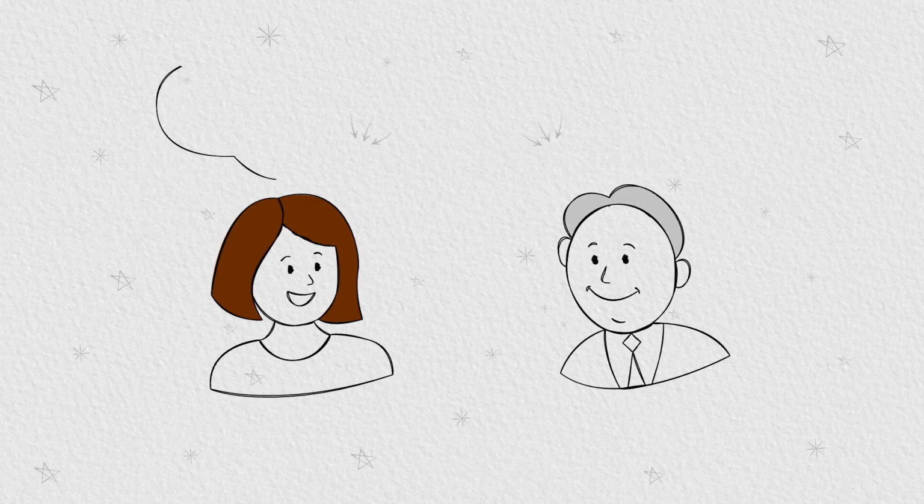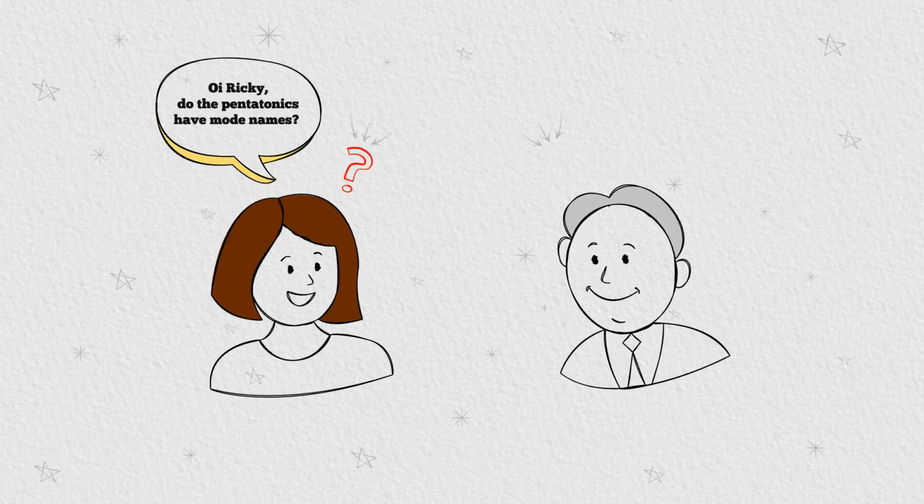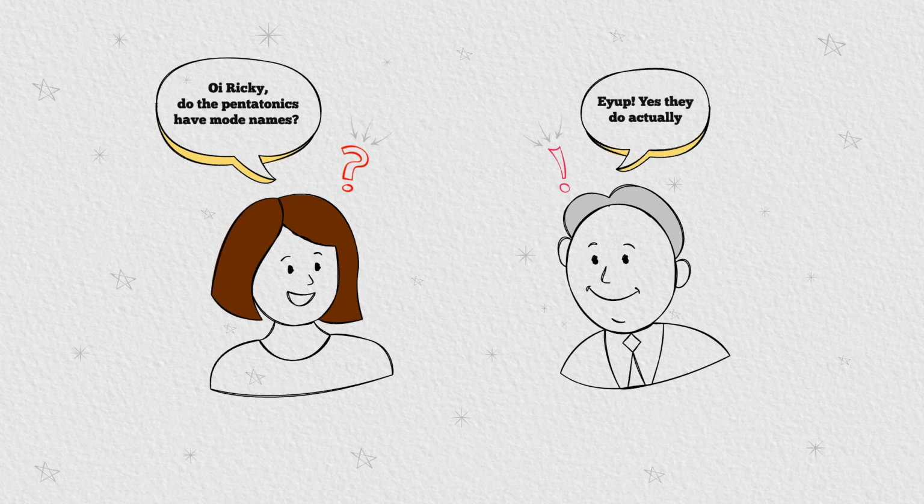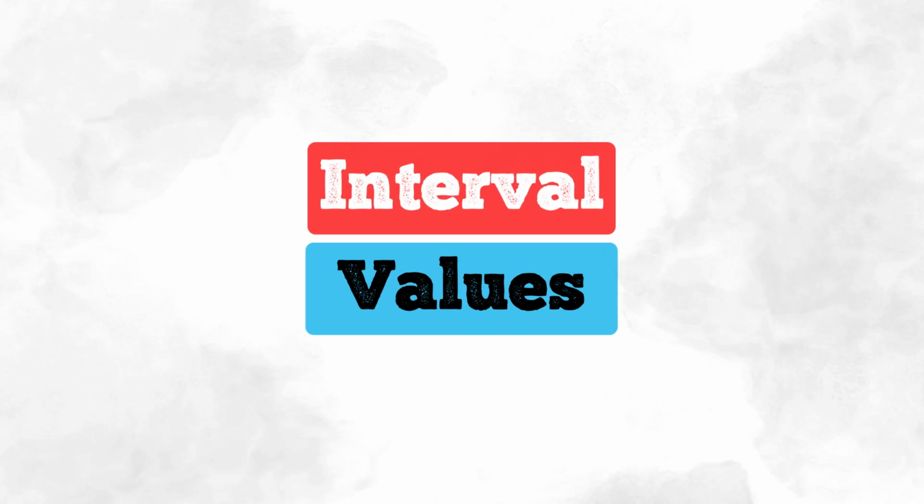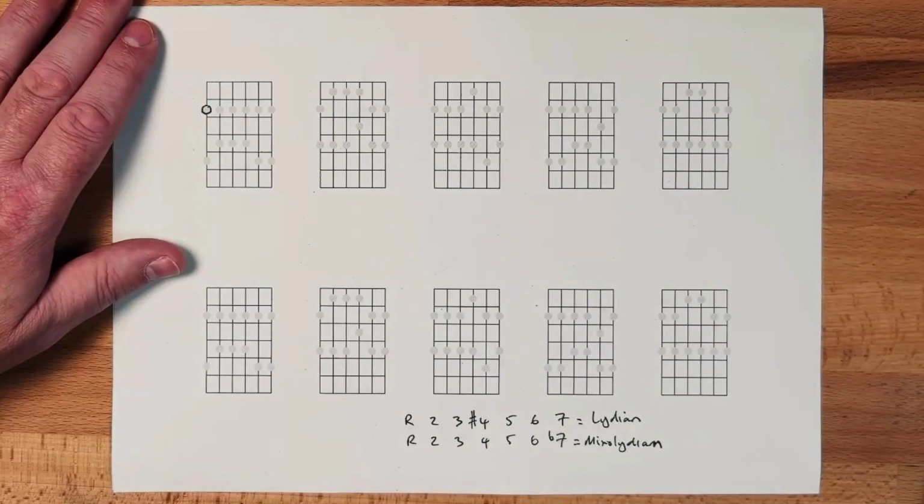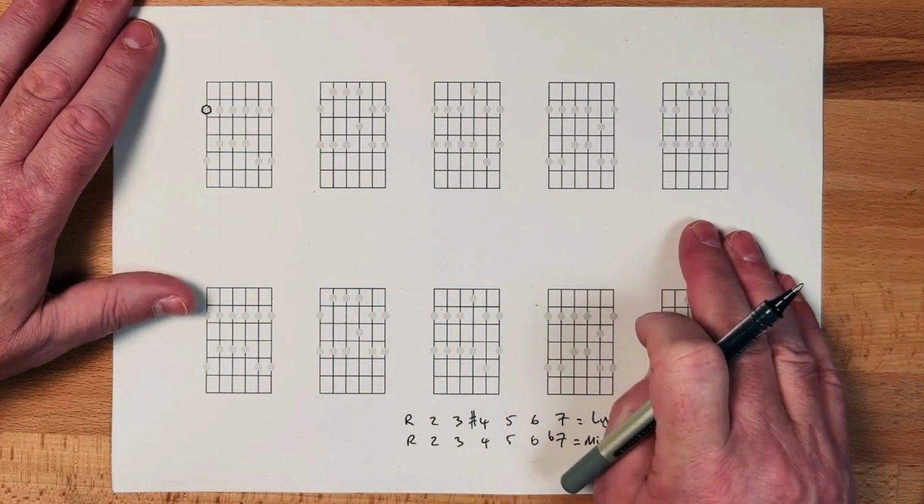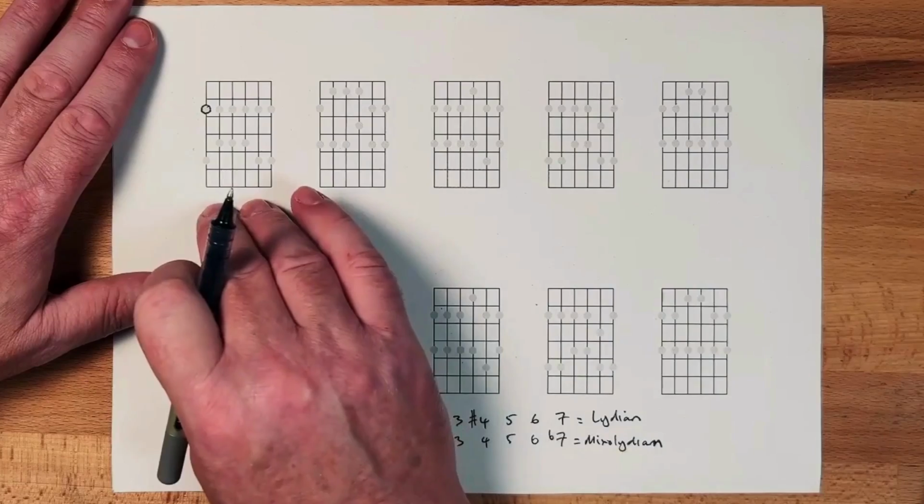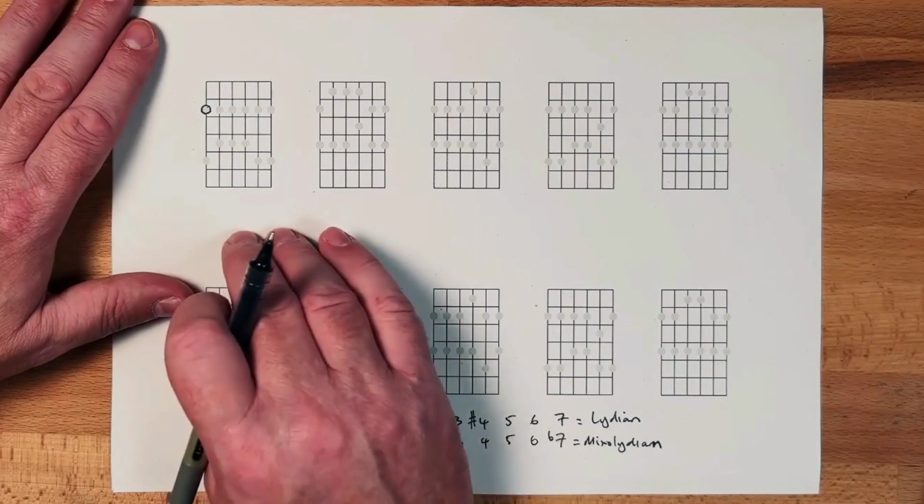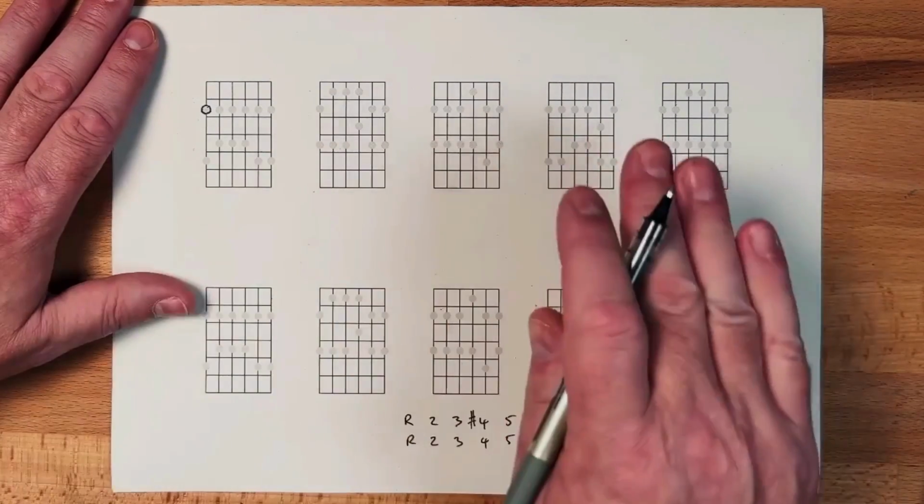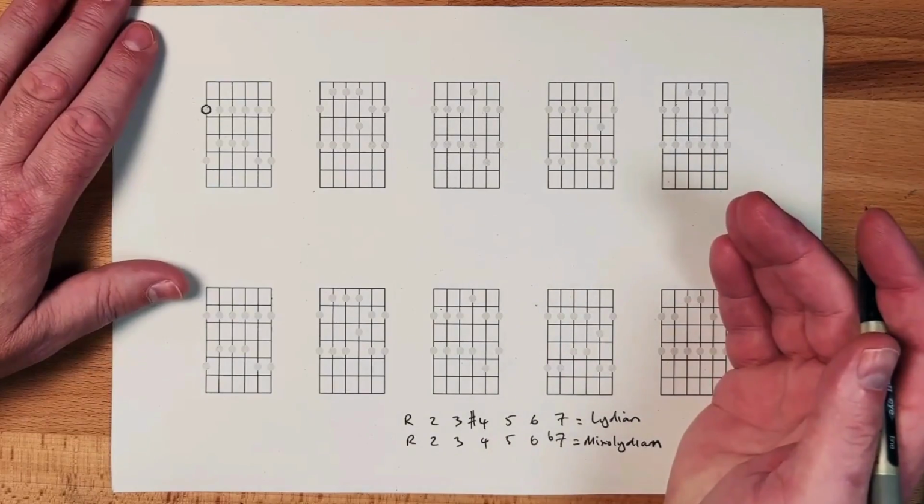And I had somebody ask me a question, do the pentatonics have mode names? Yes, they do. And there's all sorts of names, but I think the best way to see these is as their interval values. And we're just going to look at each of these box patterns, not in terms of joining up next to each other in key, but as standalone things and what kind of chords these can work over. I'm just going to do these all completely in E shapes here.